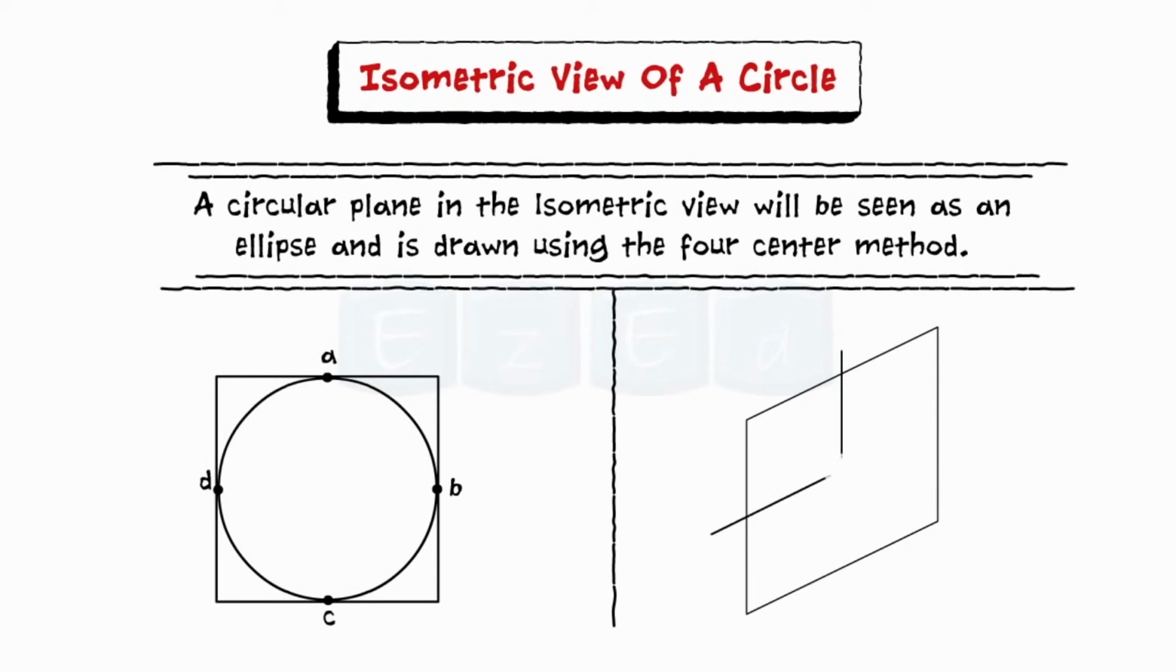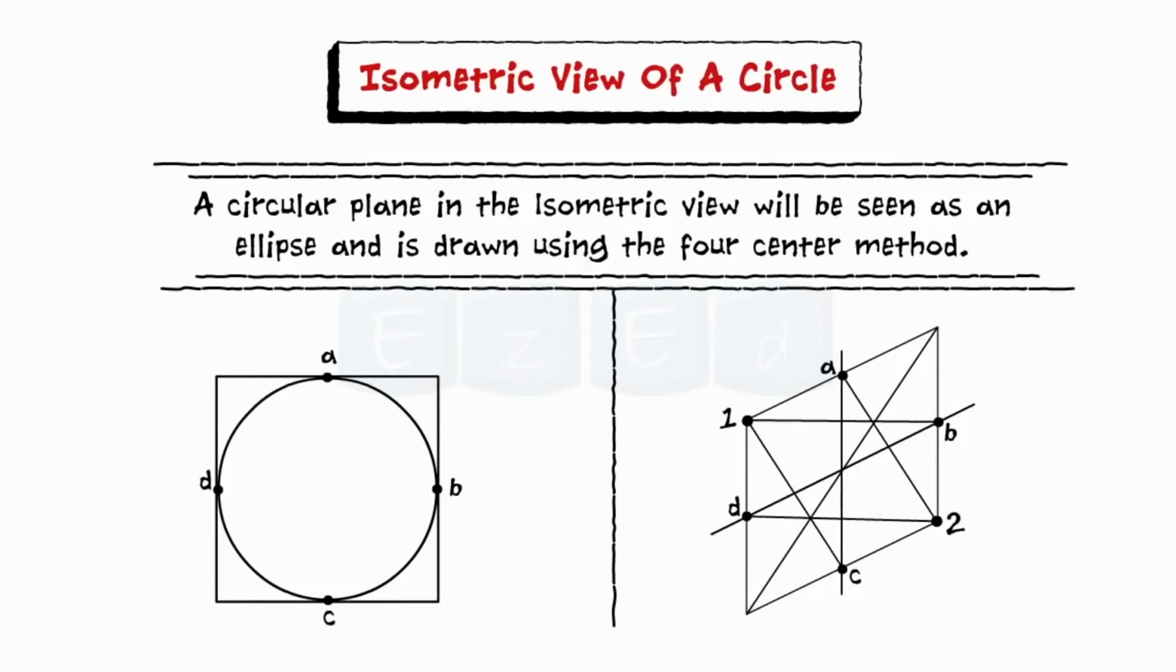For drawing the ellipse, first draw the center lines and mark the points A, B, C, D as shown. Then join the longer diagonal and name the opposite corners 1 and 2 as shown. Now from the corners 1 and 2, draw lines joining the midpoints of the opposite sides. These lines intersect the longer diagonal at points 3 and 4 as shown.